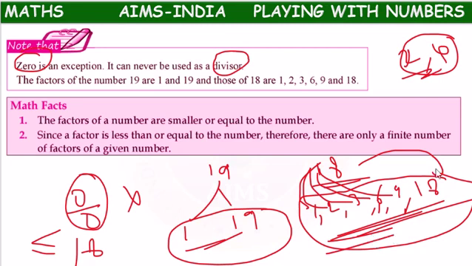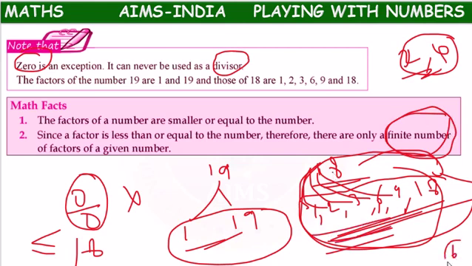So that's why the number of factors is countable, meaning finite. The number of factors of 18 is 6, only 6. Like that we can count. The number of factors is a finite number. Why are they finite? Because they are less than or equal to that number. Okay.